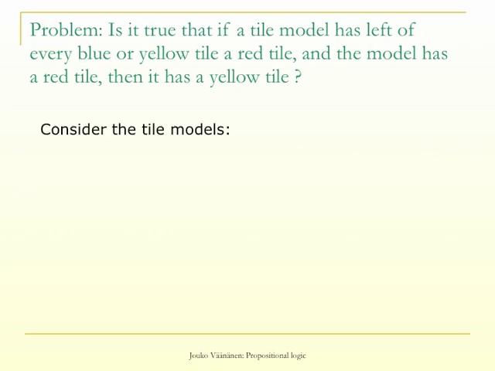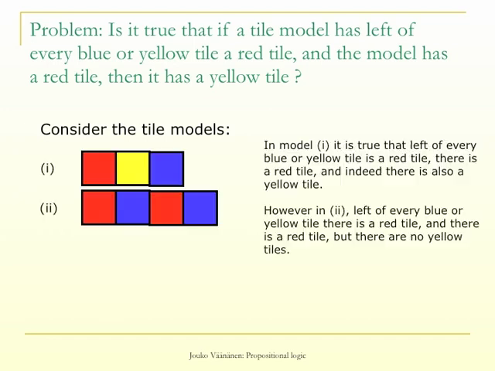Let's consider the following 2 tile models. In the first tile model, it is true that left of every blue or yellow tile there is a red tile, and there is a red tile in the model, but there is also a yellow tile. However, in the second model, left of every blue or yellow tile there is a red tile and there is a red tile in the model, but there are no yellow tiles. So the answer to the question is no.